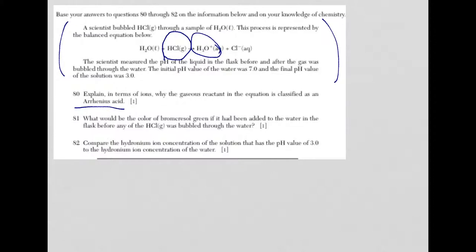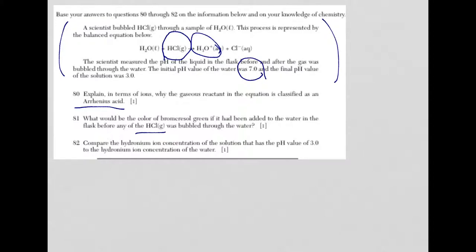81. What would the color for bromcresol green be if it had been added to water in the flask before any of the hydrogen chloride here was bubbled through the water? Well, it says the initial value of the pH for the water was 7. So this is, again, for the water itself.